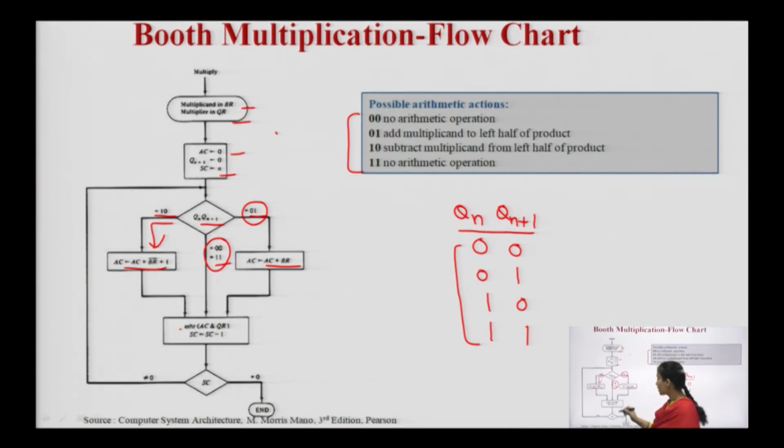After performing the addition or subtraction, I will also do the arithmetic shift right for AC and QR, decrementing my sequence counter, and then checking the value of the sequence counter. Either it will be 0 or it will be non-zero. In case of non-zero, again I will check Qn and Qn plus 1, and if it is 0, that means the algorithm ends.